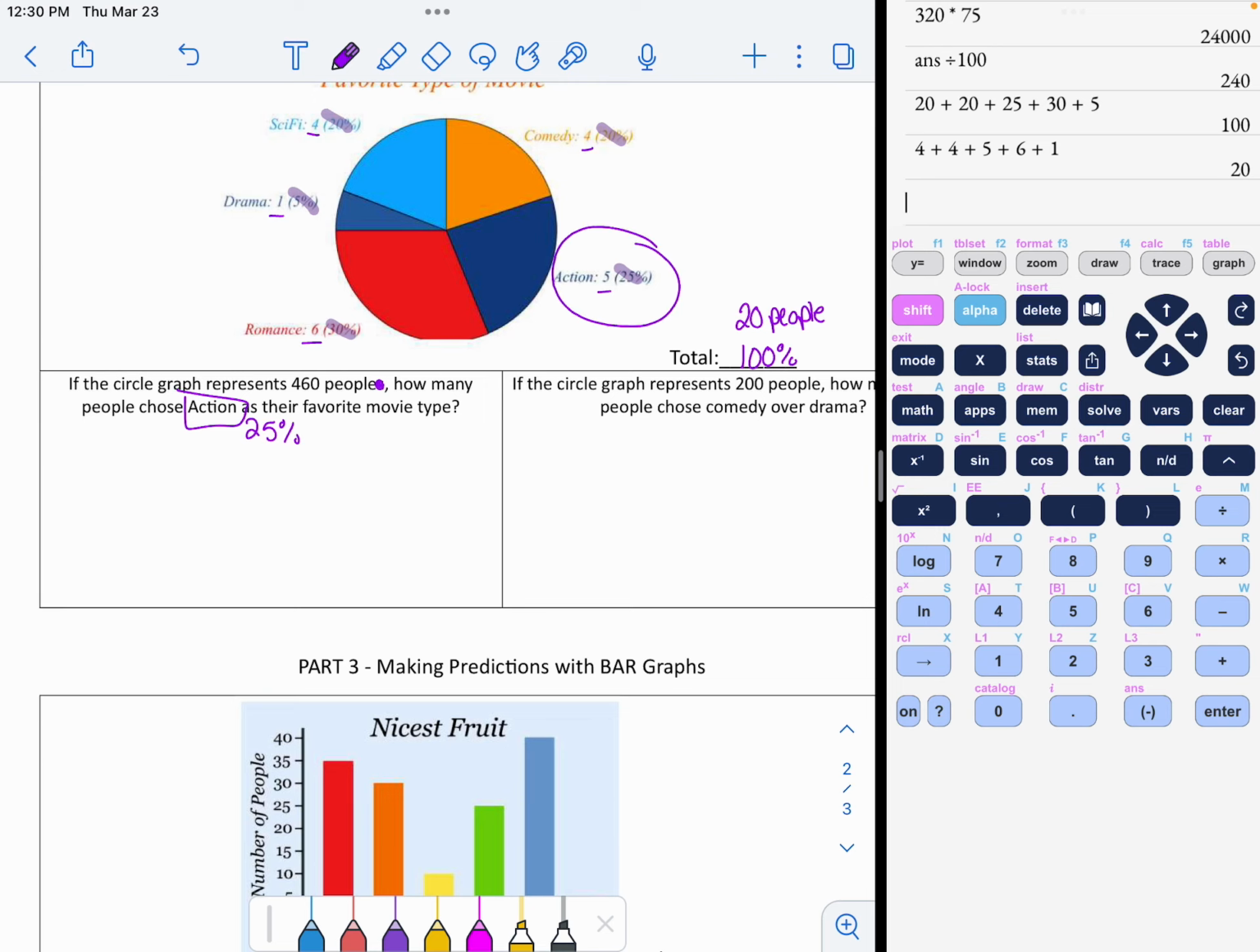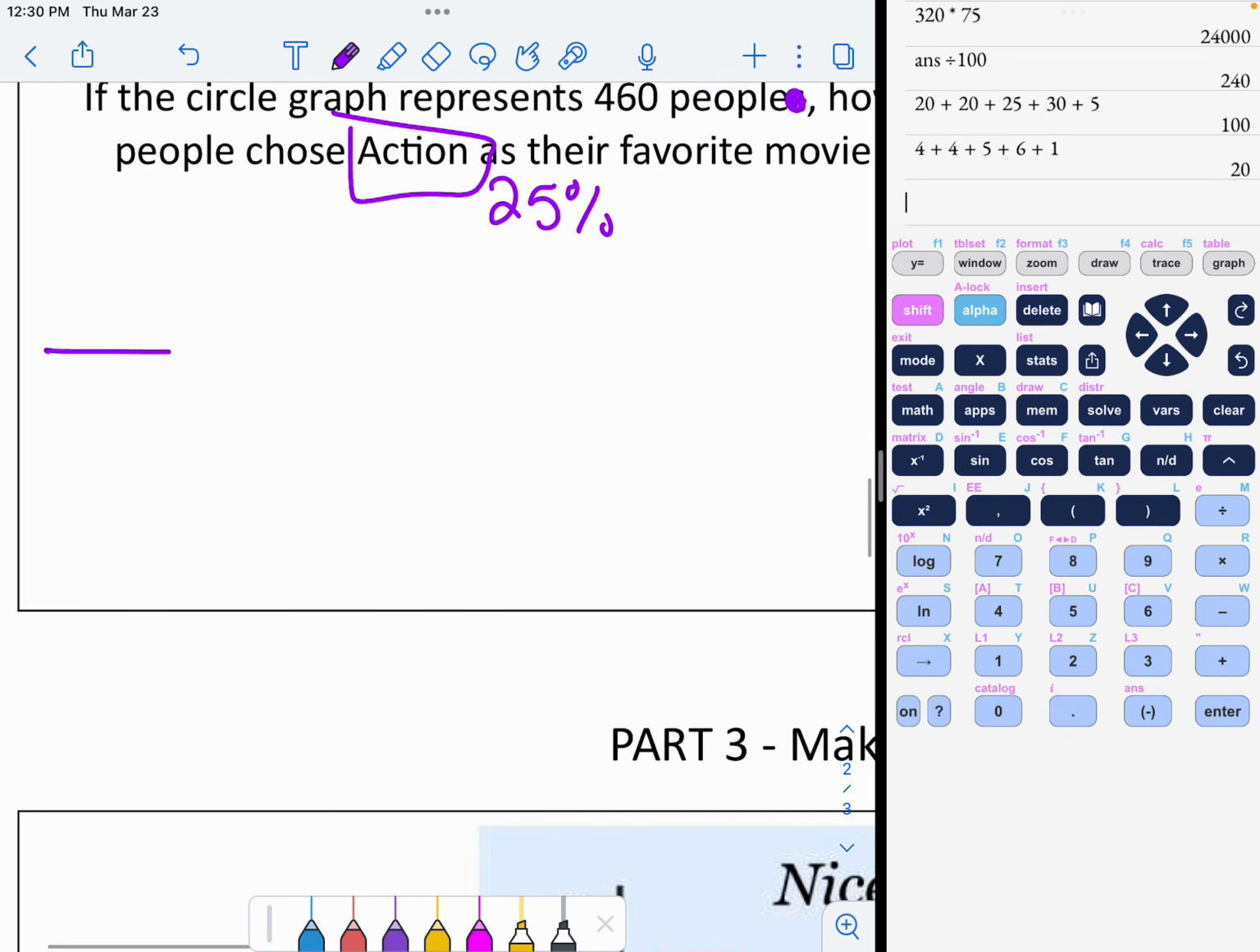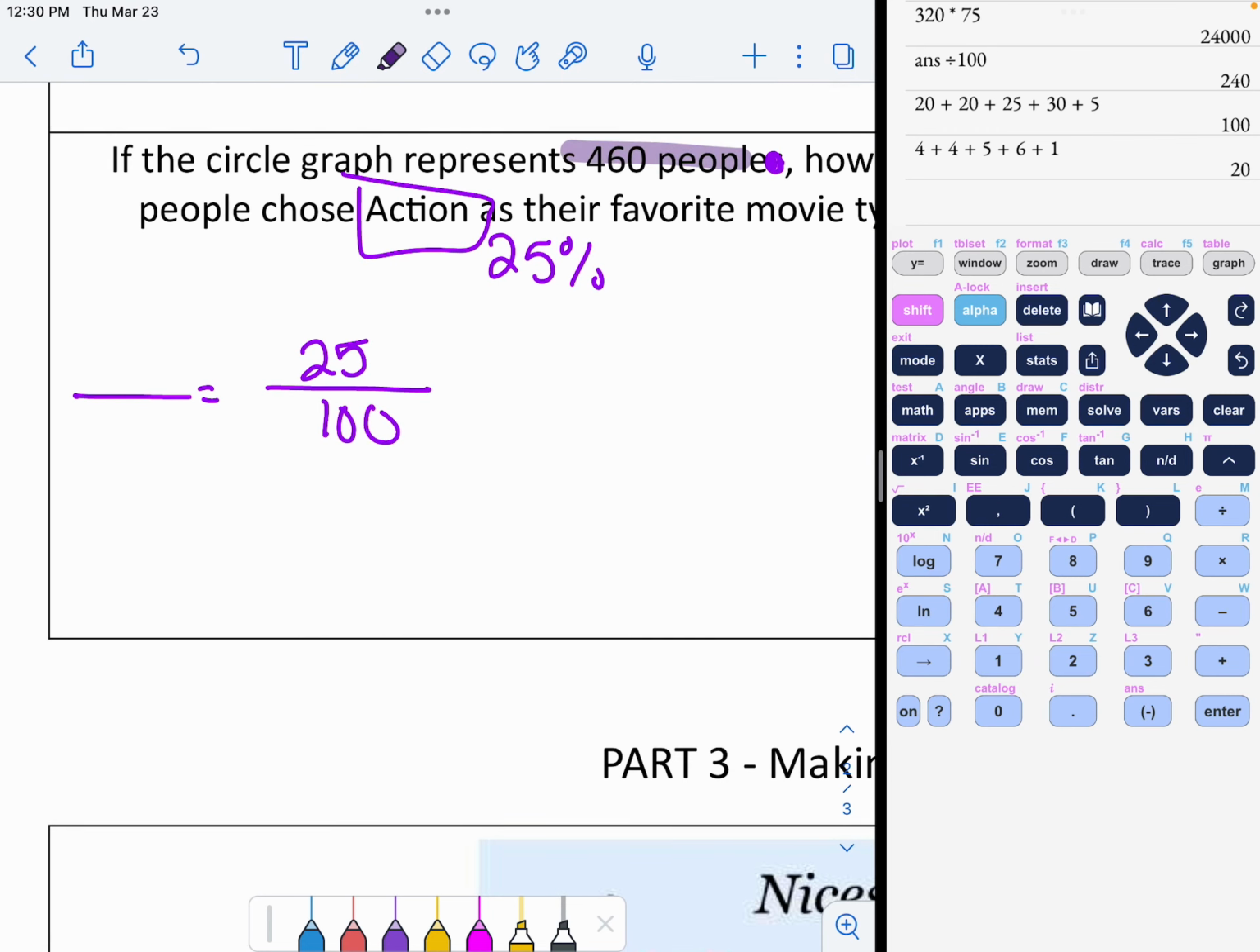Take a look right there. So I'm going to make a proportion. I'm going to do 25% out of 100%. We're going to pretend like instead it represents 460 people. And we want to know how many people out of 460 would pick action. So that's going to be cross multiply: 100x equals 460 times 25.